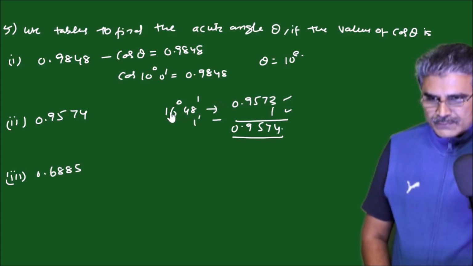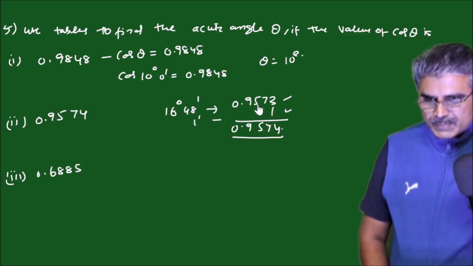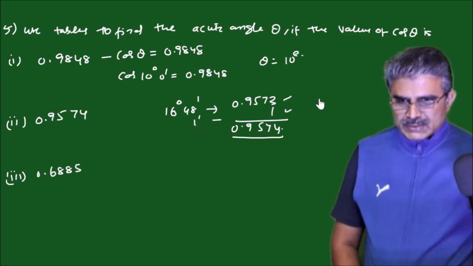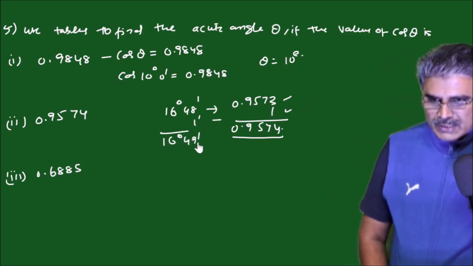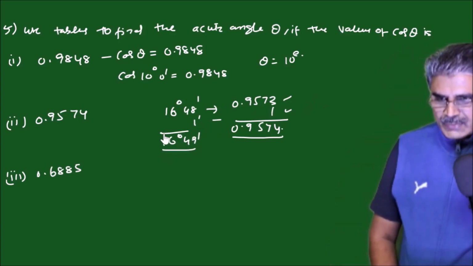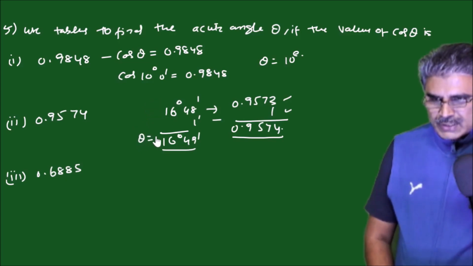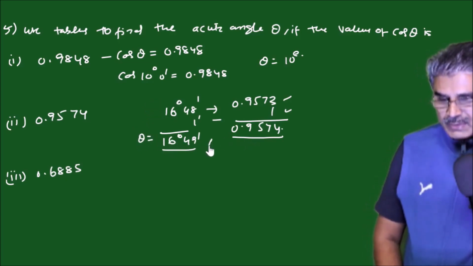0.9573 is the cosine of the angle 16 degrees 48 minutes, and the remaining 1, the mean difference 1, is representing an angle of 1 minute. So in total it is 16 degrees 49 minutes is the theta value. So theta is equal to 16 degrees 49 minutes.